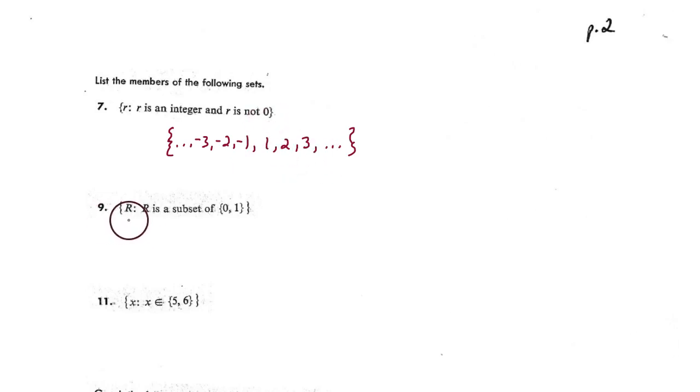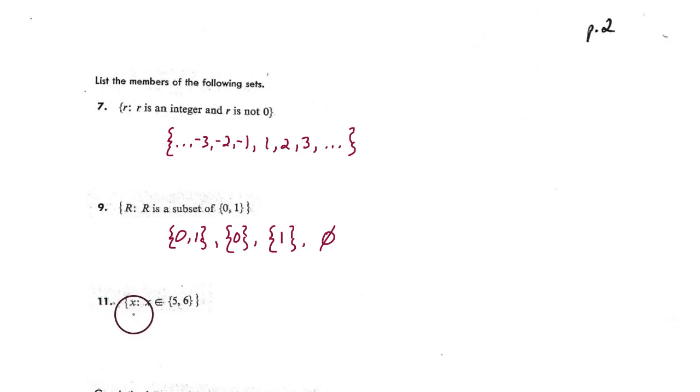Number 9. List all of the sets R such that R is a subset of the set containing these 2 numbers. Well, one possible set is to choose both of the elements. But another possible subset is to choose only one of the elements. For instance, the set containing only the 0. Another possibility is the set containing only the 1. And the final possibility is to choose neither of the elements. That creates a subset. It's called the empty set.